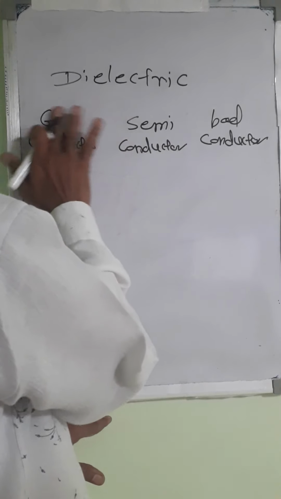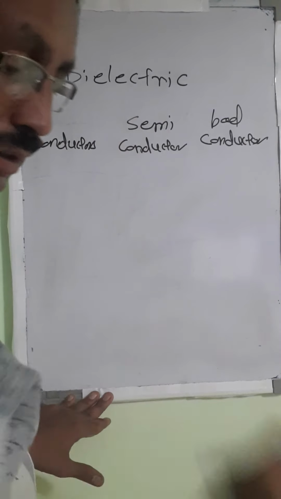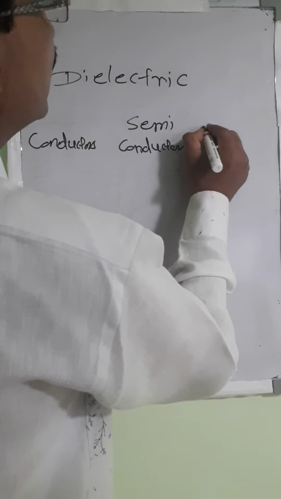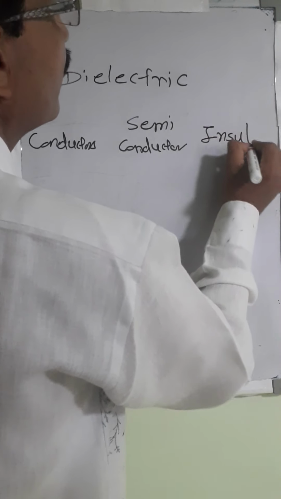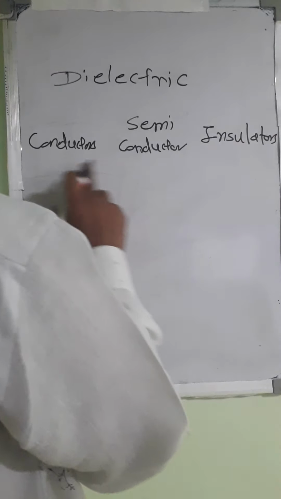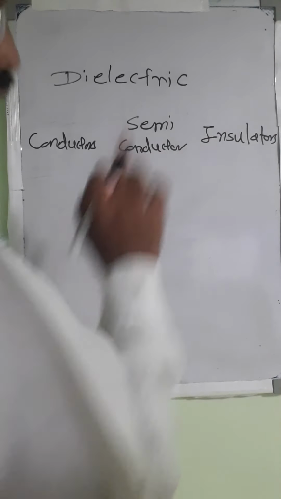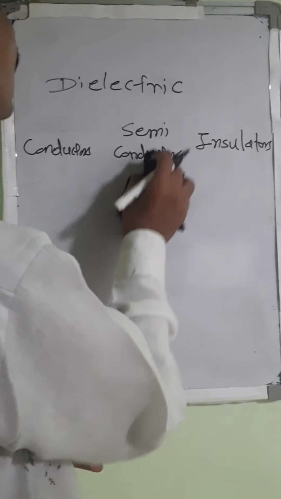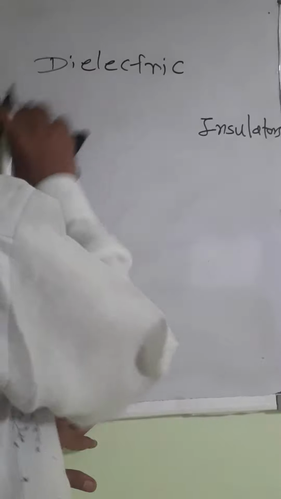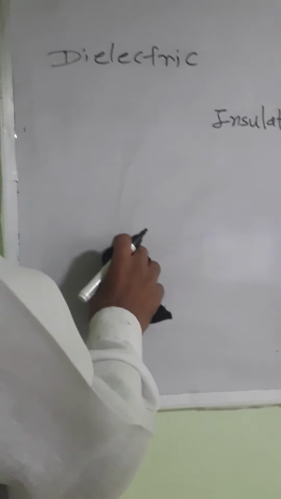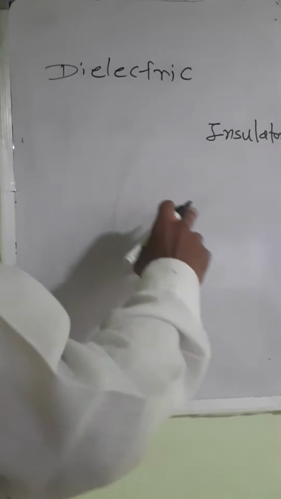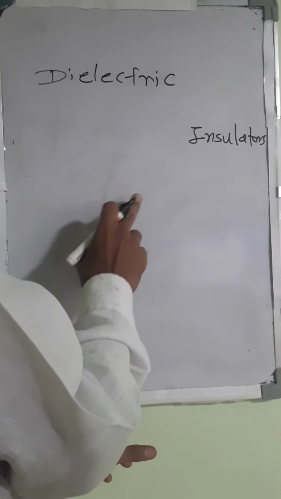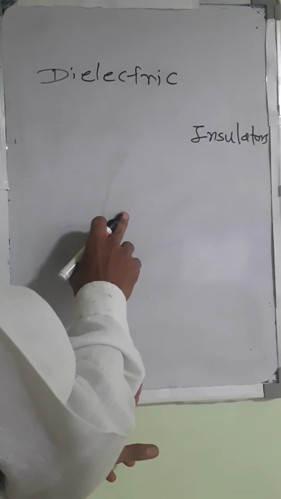So good conductors are commonly called a conductor, then bad conductors are also called an insulator. Now here, conductor, semiconductor and insulator. Out of these three, now we focus on the insulator. So what is happening in the insulator? In the insulator, electrons are tightly bound to the nuclei of the atom. Hence they do not have free electrons to carry the current.